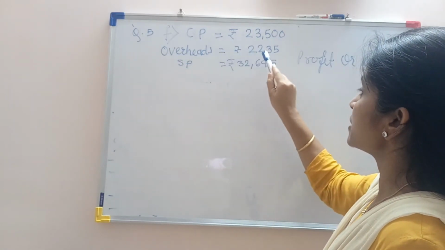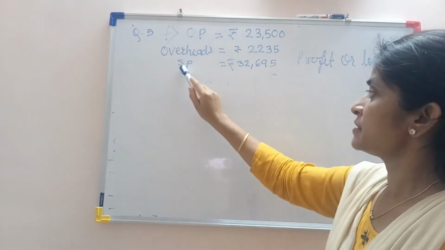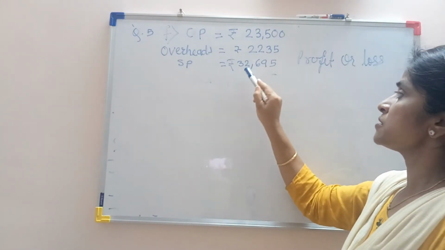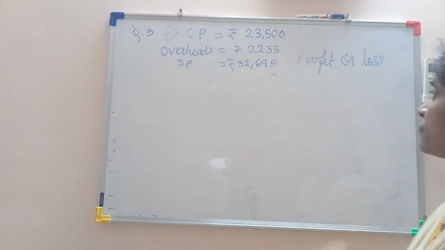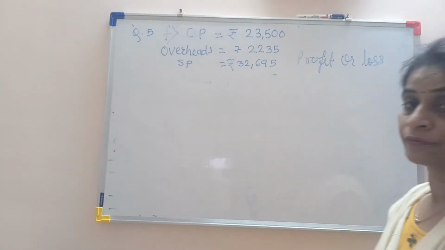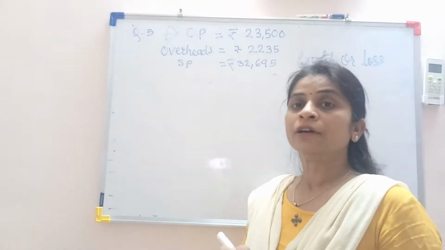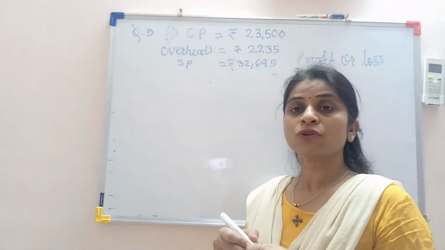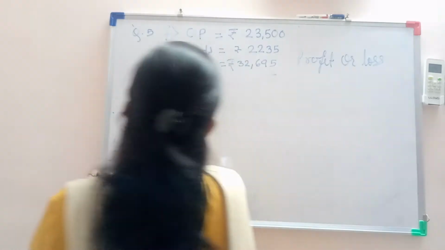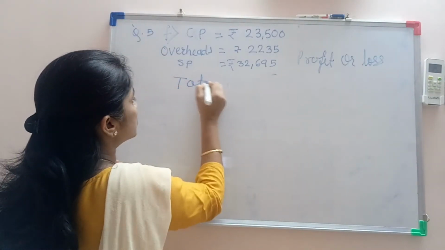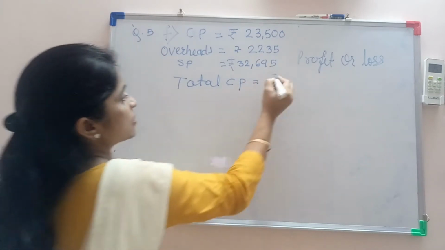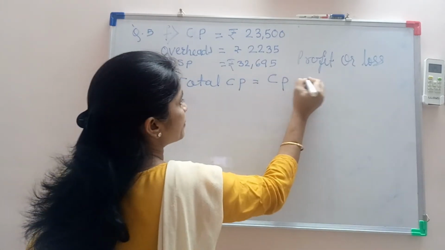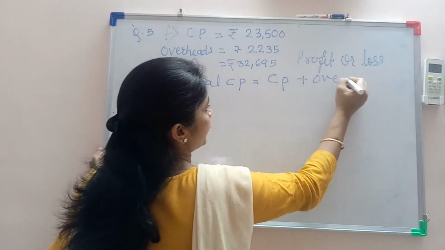Now students, we will find the solution for this example, where the cost price is rupees 23,500, overheads is rupees 2,235 and selling price is given rupees 32,695. Now we have to find out whether profit or loss. Now for this, first of all we will find out the total cost price. So total cost price is equal to CP plus overheads.